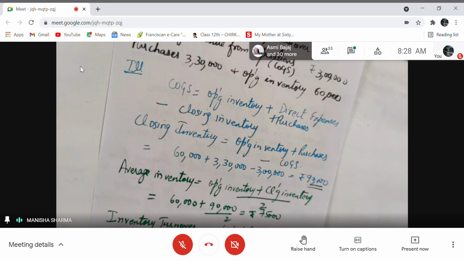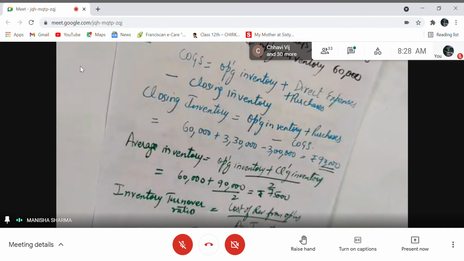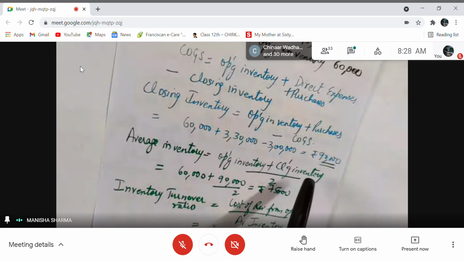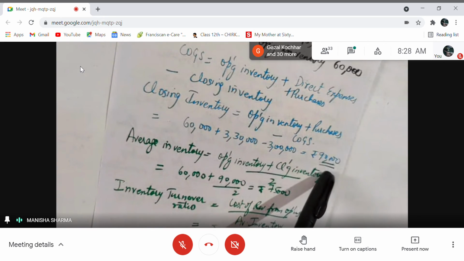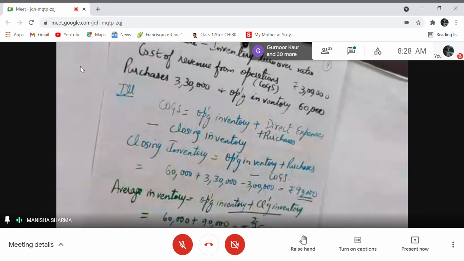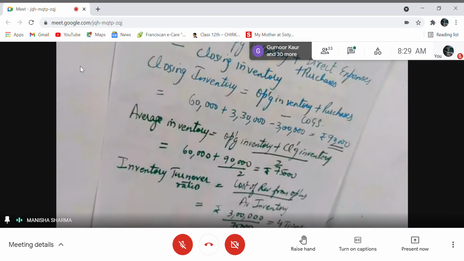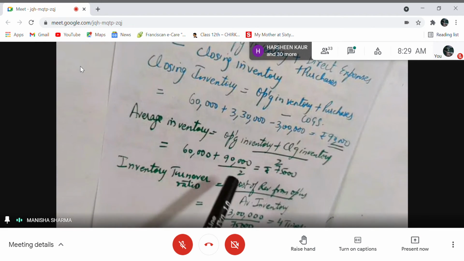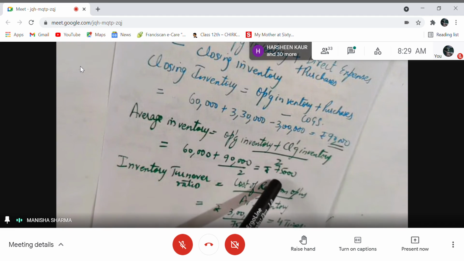So now I have both closing inventory and opening inventory with me. I will find the average inventory. Average inventory is opening inventory plus closing inventory divided by 2. You've seen that closing inventory came out to be 90,000, right? Opening inventory is already given in the question, 60,000. So I will find the average, 60,000 plus 90,000 divided by 2. It is coming out to be 75,000, right?